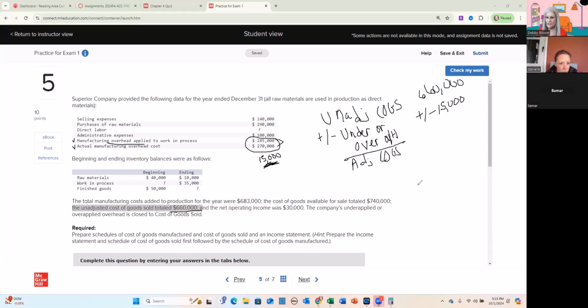So now I have to decide whether it's over applied or under applied. Sorry, I have a very excitable dog.